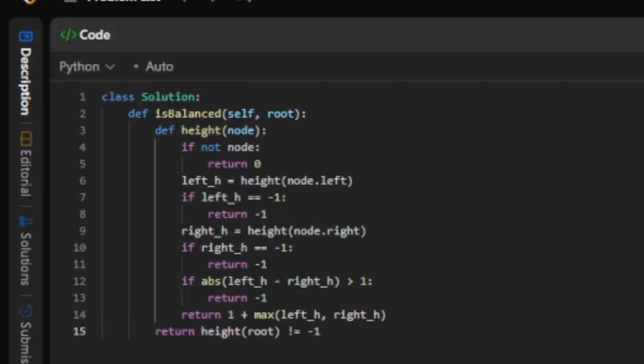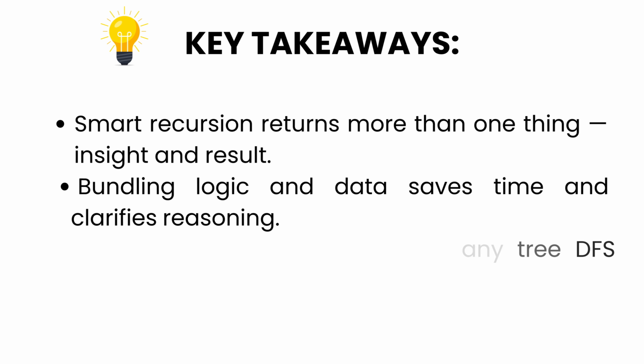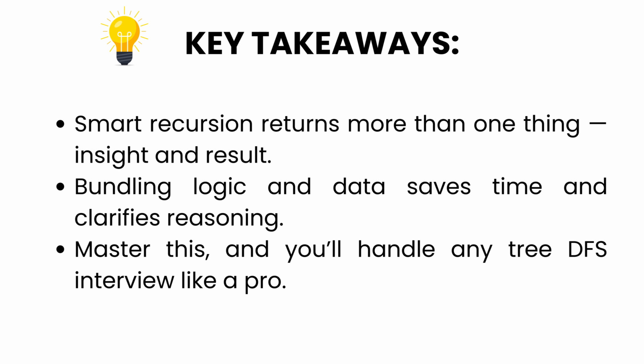False, and that's exactly what our program outputs, false. This confirms that our code is working correctly and passes the test case. Our implementation is correct. The algorithm successfully detects that the given tree is not height balanced, efficient, accurate, and reliable. Big takeaway? Smart recursion isn't about writing more code, it's about returning more insight from each call. Bundling balance and height together is what makes this approach clean, elegant, and interview ready.